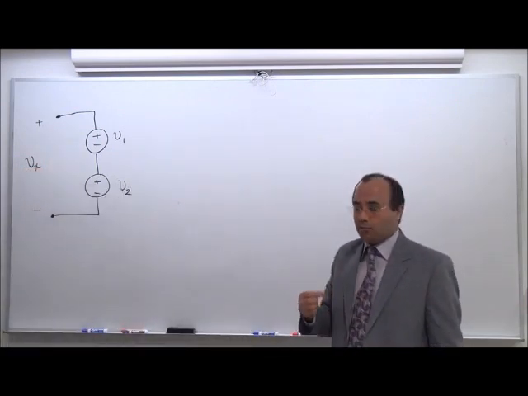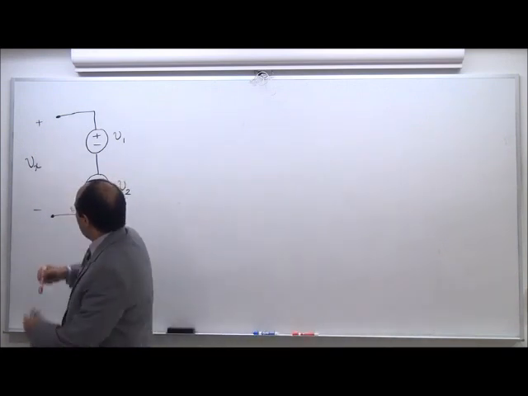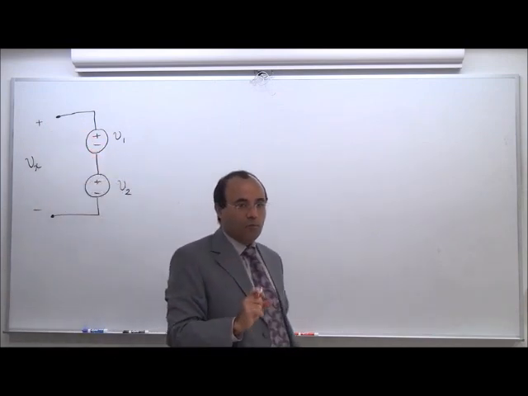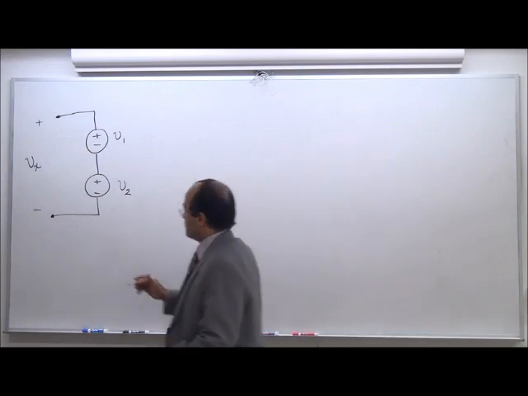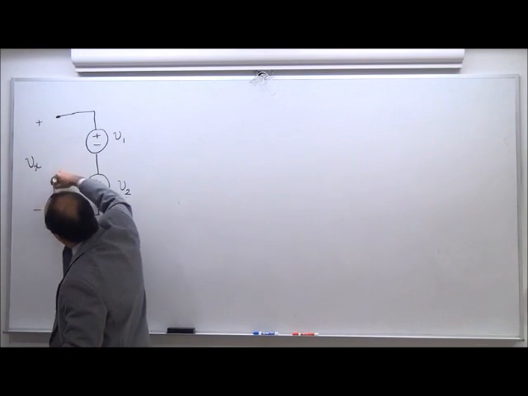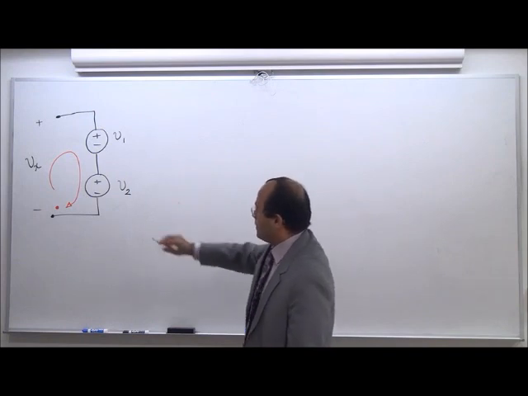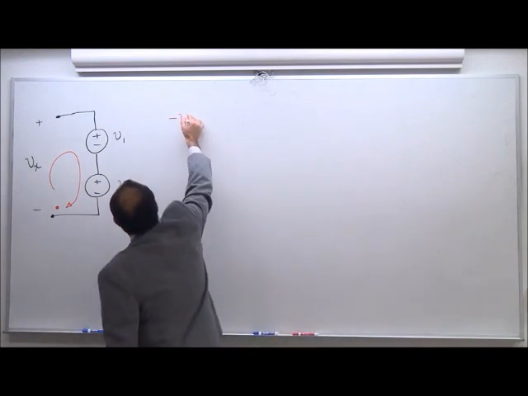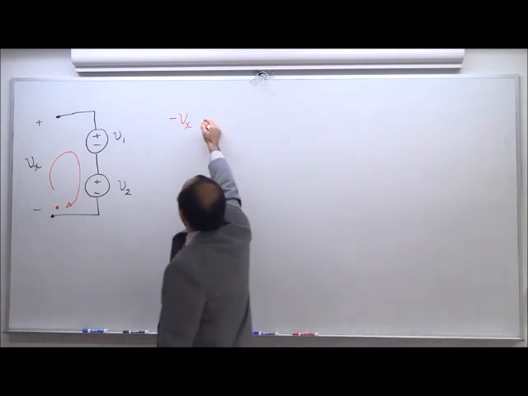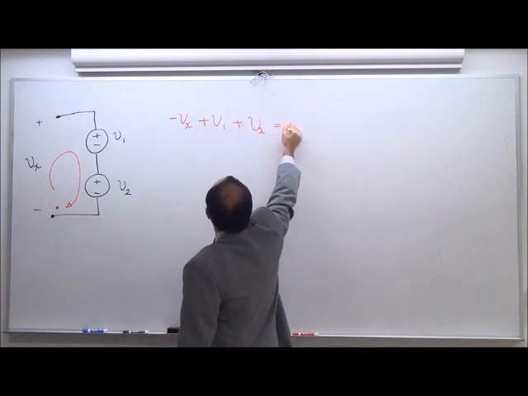Well, if you write a KVL law for this, although this is Vx, we can always assume that there is a loop here. We talk about what the current of that loop would be when we get to the mesh analysis. But if this is a loop, and I begin my journey from this point, and I'm going to have this loop completed, what do you think I should do? Now, that's the direction clockwise. I'm going to see minus Vx because the minus polarity of Vx is met first. Then I'm going to have plus V1. Then I'm going to have plus V2 as equal to 0.